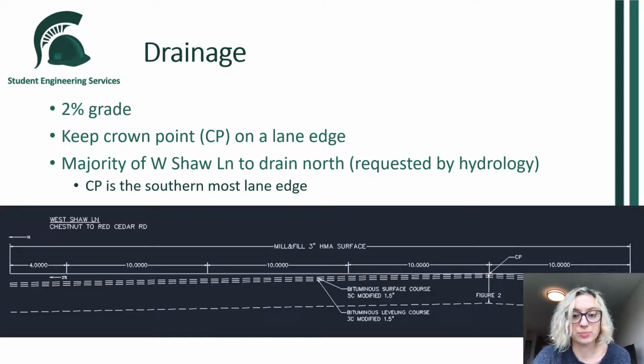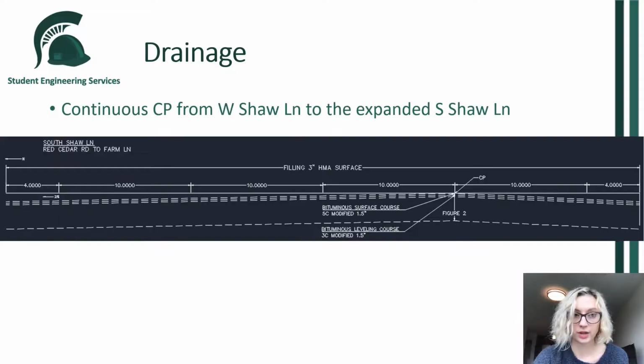So we decided to put it right here, and this will actually be a continuous point from here through the expanded South Shaw Lane. You can see here in the South Shaw Lane profile that shows all the lanes that are to exist for our proposed plan, and then the crown point is at this lane edge shown right here, which would be continuous from where we put it in West Shaw.